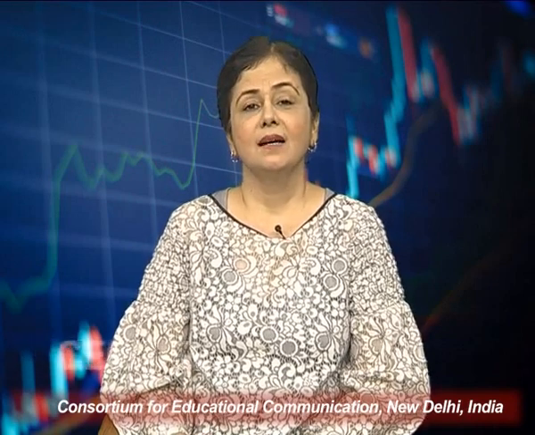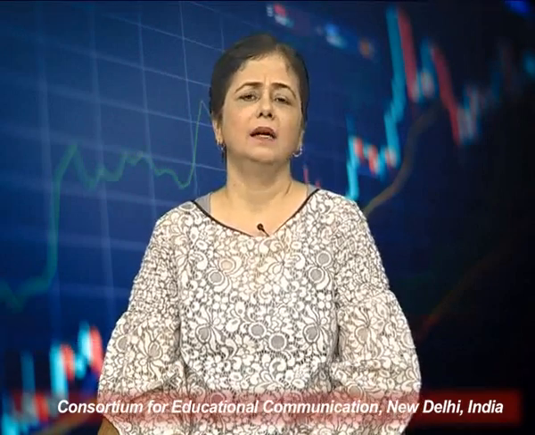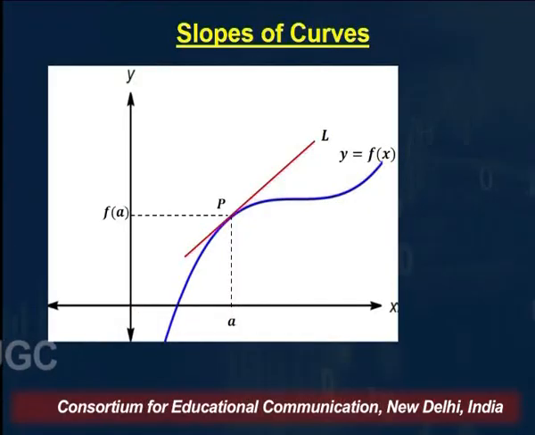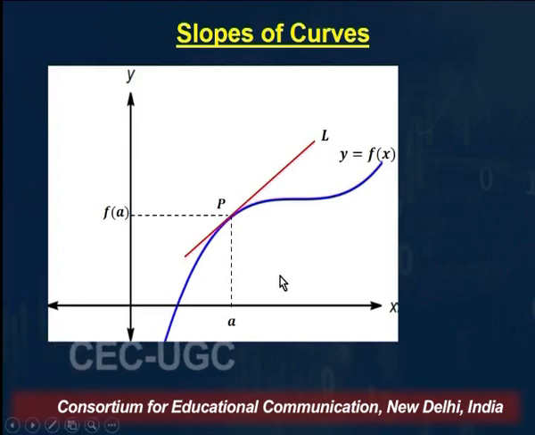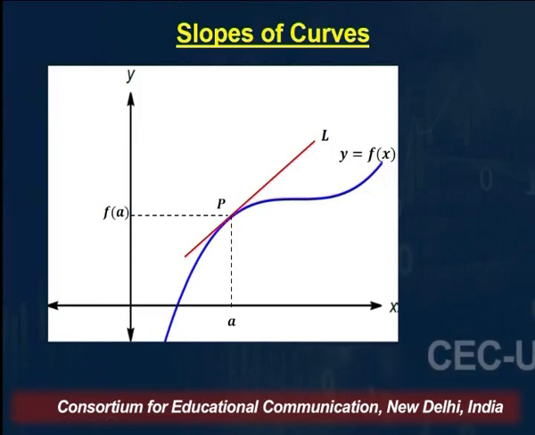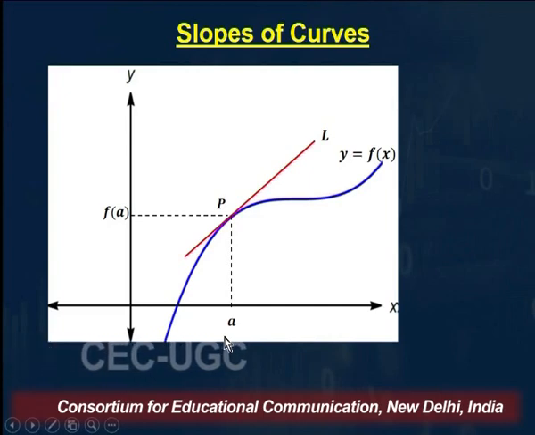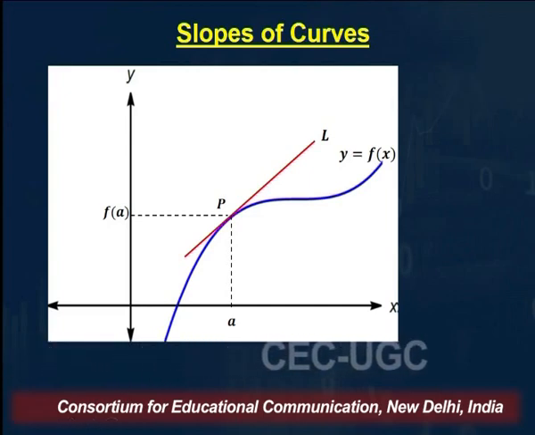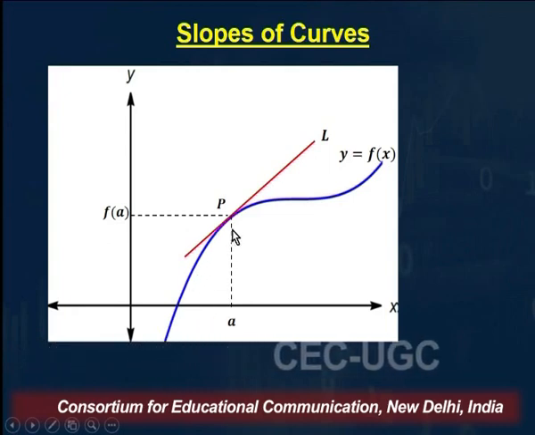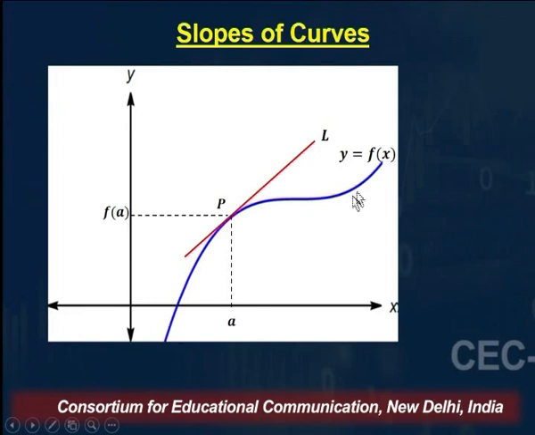Now, let's compare this with an arbitrary curve. Let's suppose we have an arbitrary curve like the one given in blue, which is the graph of the function f of x. If you notice, this shape is very different from that of a straight line, and the slope is changing everywhere on this curve.